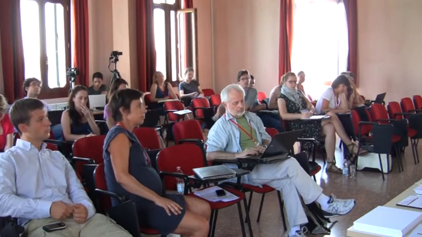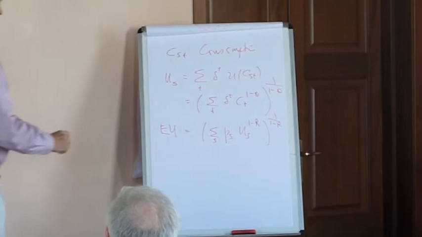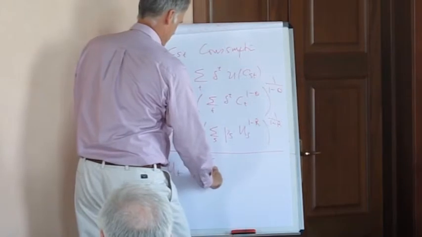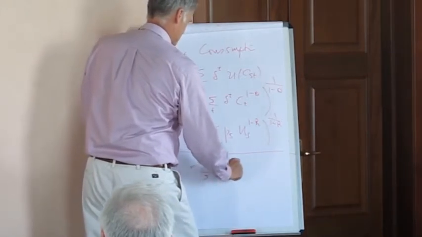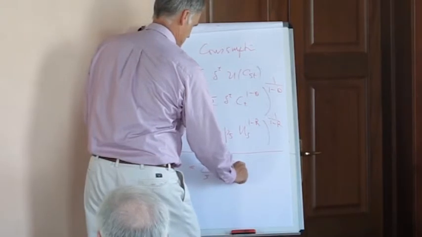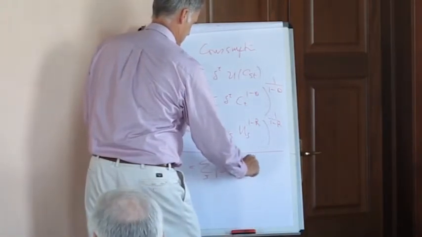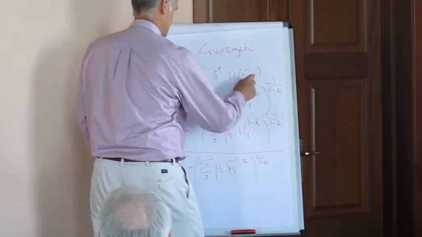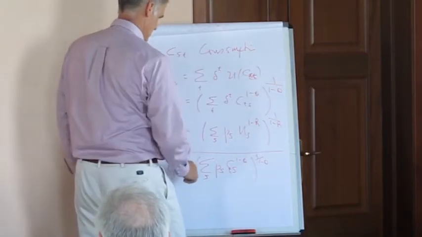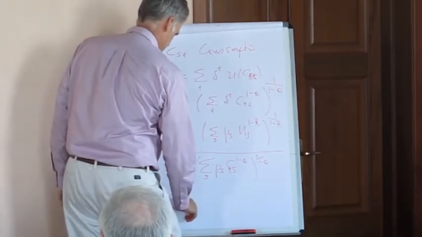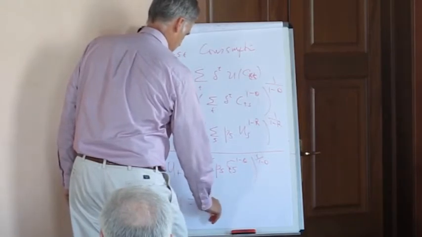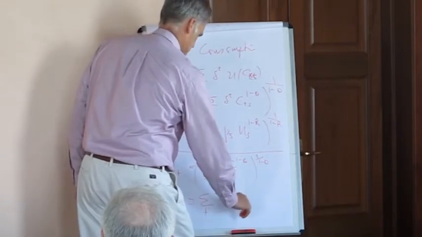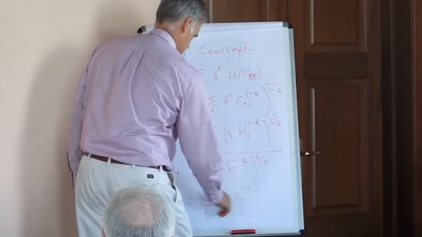The other way to do it, in the paper yesterday, was to say the utility in period T is going to be the sum over S of P sub S times C sub TS to the 1 minus theta, all to 1 over 1 minus theta. Is it ST or TS? TS. And then EU would be equal to the sum over T of delta to the T times U sub T to the 1 minus R.